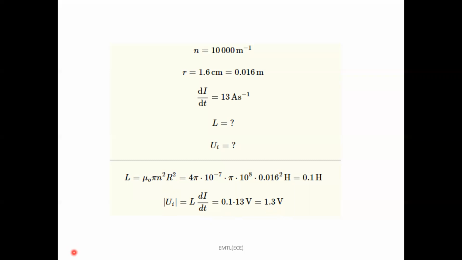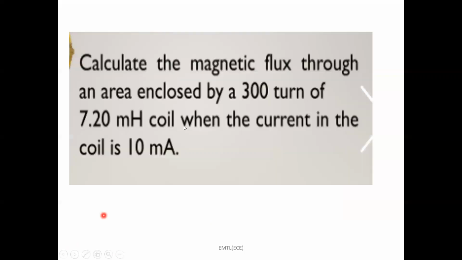Now the next problem. Calculate the magnetic flux through an area enclosed by a 300 turn, 7.20 millihenry coil when the current in the coil is 10 milliamperes. So we have to calculate the magnetic flux, that means the phi value here.